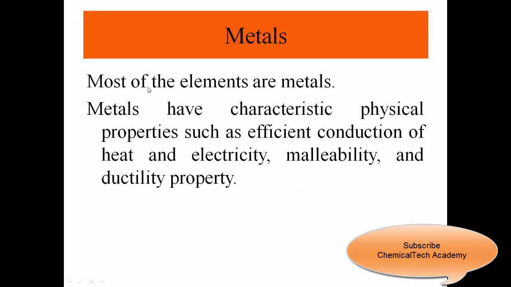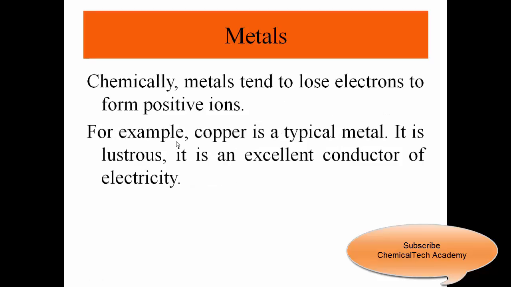So let's see what the differences are between metals and non-metals. Most of the elements are metals. Metals have physical properties such as efficient conduction of heat and electricity, malleability, and ductility. Chemically, metals tend to lose electrons to form positive ions. That's why they are called cations, after they lose the electrons. For example, copper is a typical metal. It is lustrous. It is an excellent conductor of electricity.